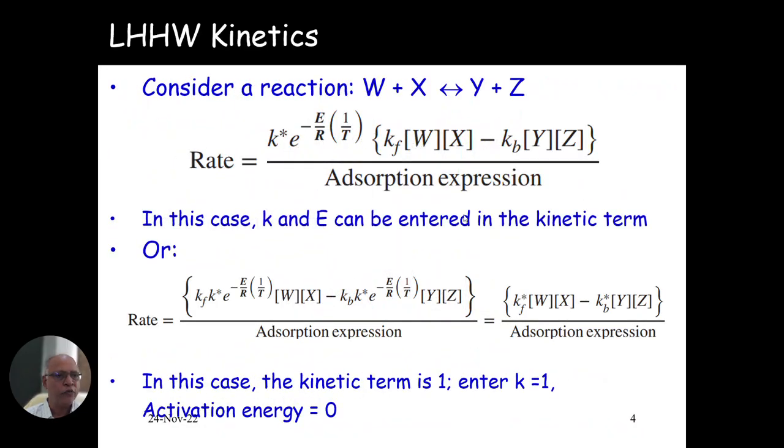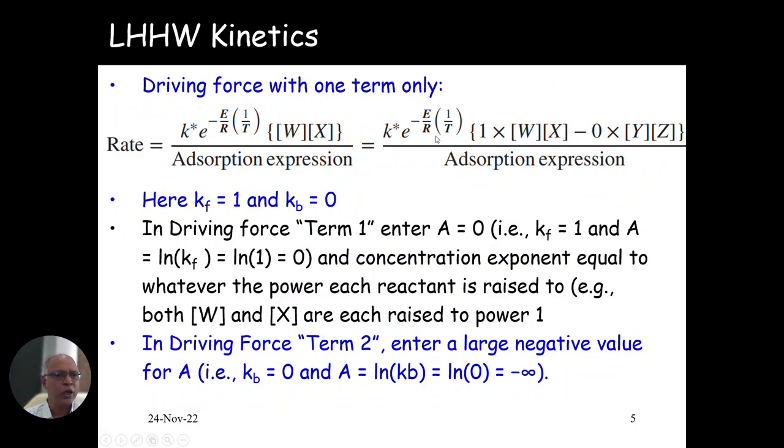Or if you have exactly in this form, now what you need to do is in term 1, enter A is equal to 0. We have already taken care of this kinetic term if this is the way you have written. Now the constant for this first term is equal to 1, right? So Kf is equal to 1 and A is equal to 0 and also set B, C, D also equal to 0 and try to represent what is the power to which these concentrations are raised as per your driving force term. In this particular case, W and X are set to 1.